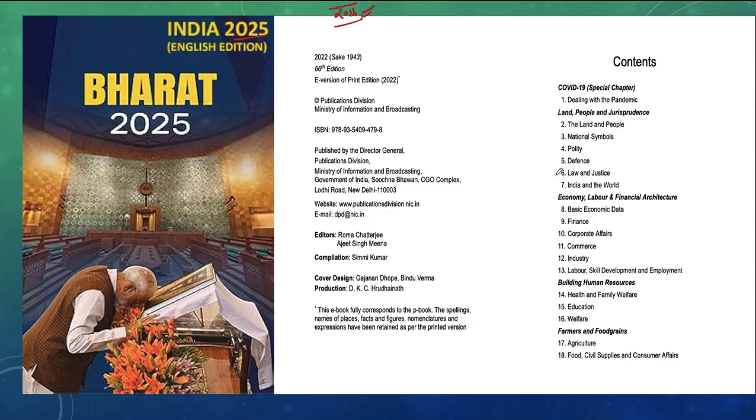Let's now focus upon the chapters, students. We need to refer to chapter number 6, that is law and justice, and then we need to refer to building human resources, this particular domain, health and family welfare, education, and welfare. So overall, these four topics we need to read from the book. Try to read from the latest edition whenever you are preparing for that particular examination year.